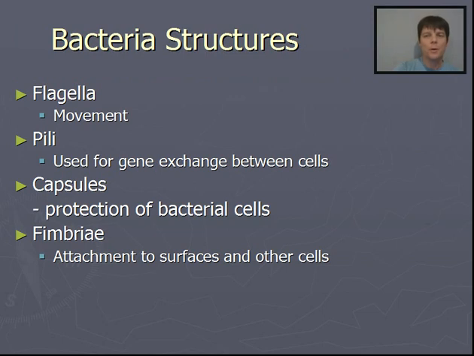Let's look at some important structures found in bacteria cells. Flagella are used by bacteria for movement. Pili are used for gene exchange between different bacteria cells. Capsules can provide protection for bacteria cells, and fimbriae are used by bacteria to attach to surfaces or to attach to other bacteria cells.